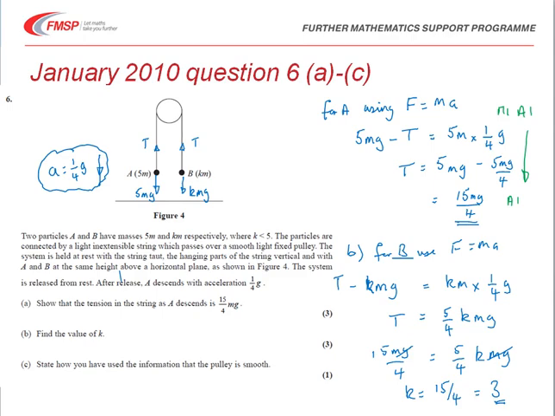In the second part of the question, a similar M1 A1 for the statement of F equals ma for particle B, and then an A1 mark at the end for k equal to 3. And finally there was a B1 mark for stating that we could use the tensions as being the same because the pulley was smooth.